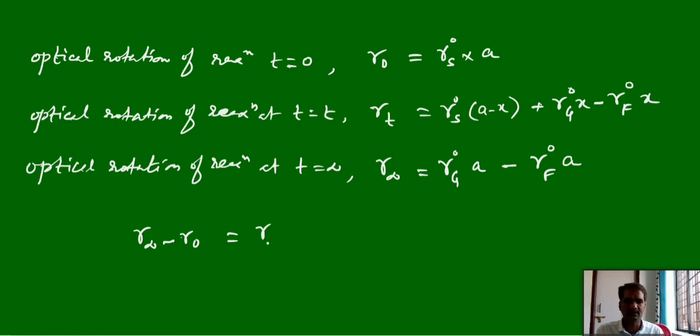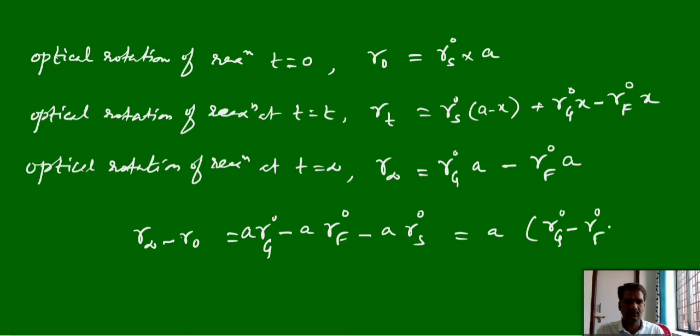R infinity means glucose, the concentration A into that rotation, minus A into R F naught, plus or minus you have taken here, so you take the minus, minus A into R naught of sucrose. So from this you can take A common out: glucose minus fructose minus sucrose. This is one.